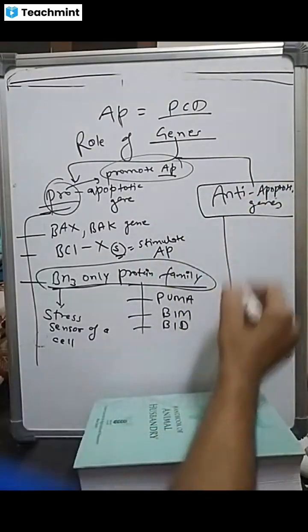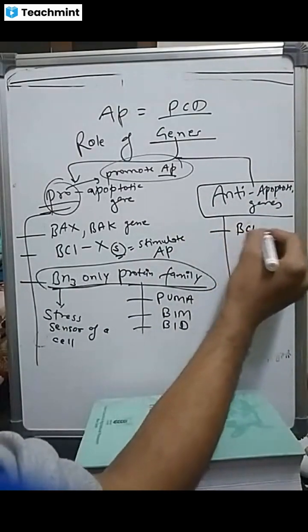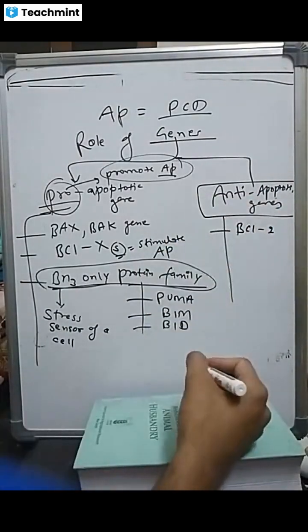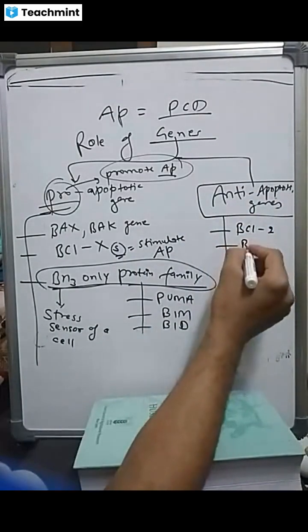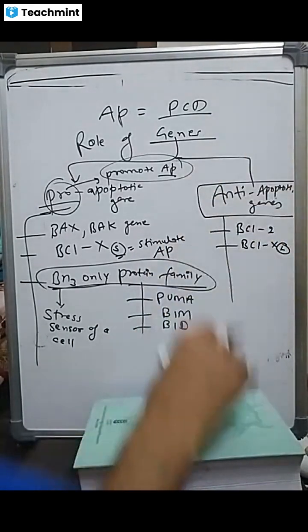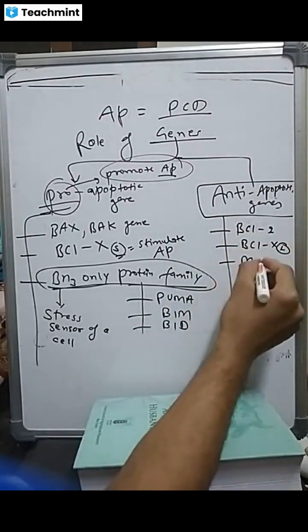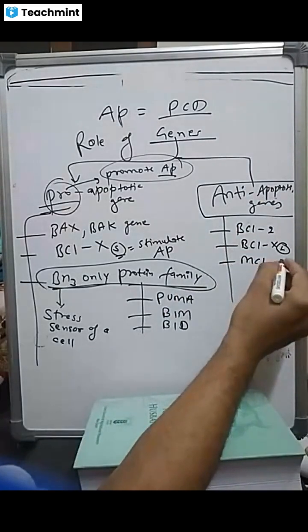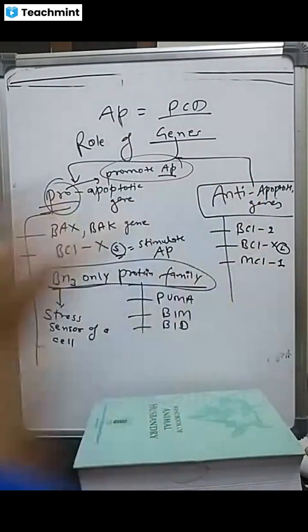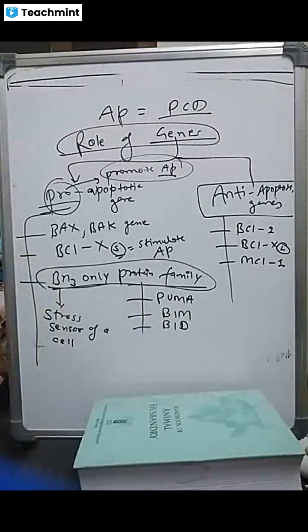The anti-apoptotic genes: very important is the BCL2 gene. Next is BCL-XL. L means it lowers apoptosis. And MCL1. These are the genes which play a role in apoptosis.